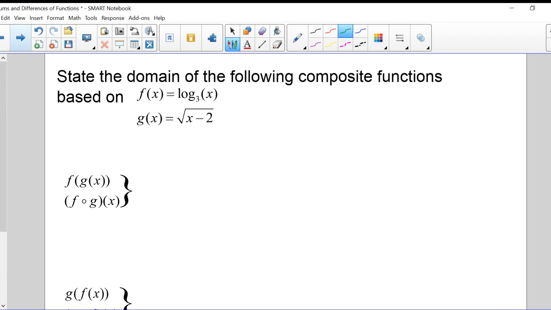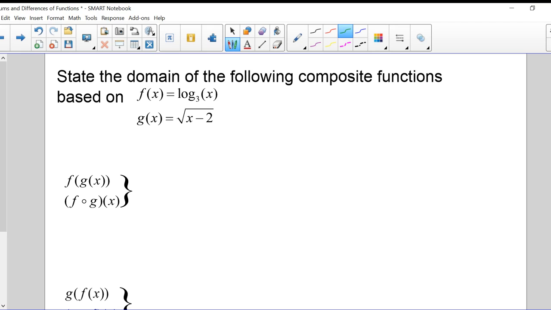So I'm going to be composing two functions. One is a log function, base 3 log of x, and the other one is a square root function, square root of x minus 2. And I'm going to be asking for the domain of f of g of x, f∘g(x). By the way, these two things mean exactly the same thing, so I put a little wing bracket here. I just want everybody to remember that either of these could be used when you are composing functions. So I could either say f of g of x, or f little circle g of x.